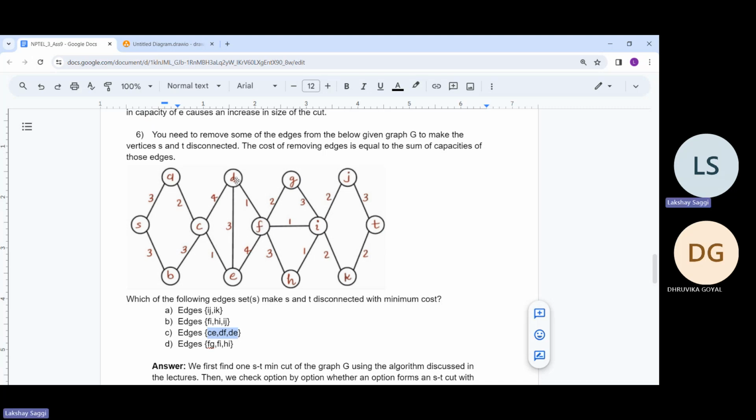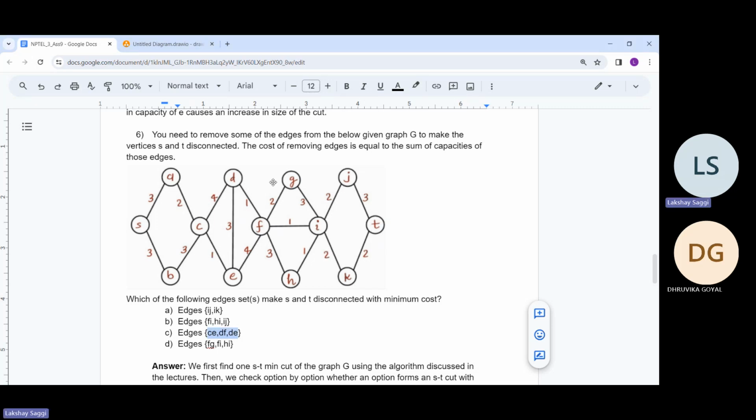CE, DF, and DE. These are the edges along which I'm moving the cursor. So these three edges, will they form an ST cut or not? After deletion of these three edges, will S and T remain connected or will they become disconnected? Dhruvika, what do you think should be the answer here? If we are deleting these three edges, DF, DE, and CE, does there remain a path or will these vertices S and T become disconnected?